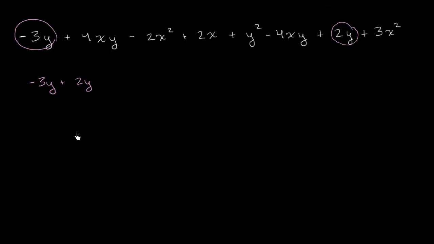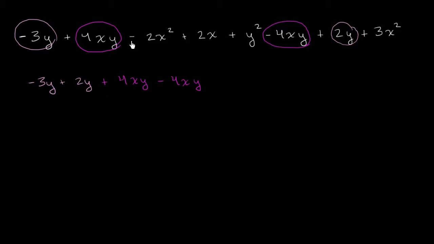Now I'm just going in an arbitrary order, but since our next term is an xy term, let's think about all of the xy terms. So we have plus 4xy right over here. So let me just write it down. I'm just reordering the whole expression. Plus 4xy. And then I have minus 4xy right over here. So minus 4xy.